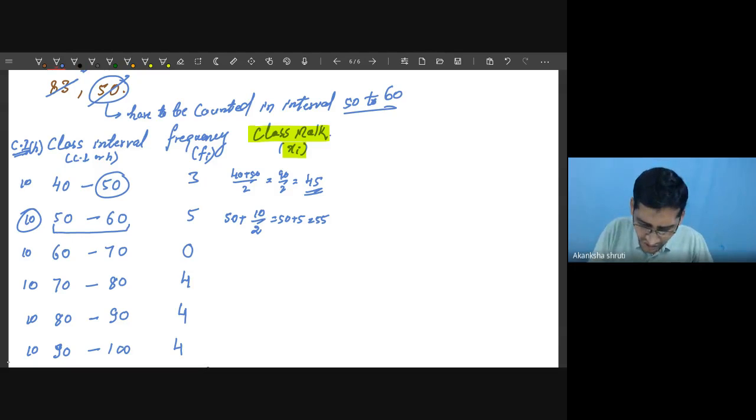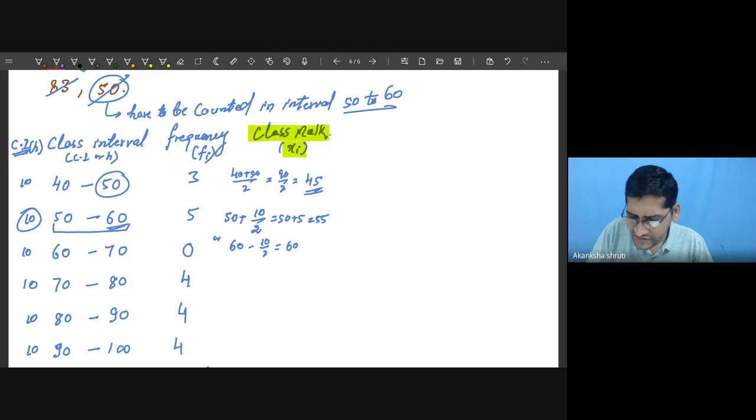Or you may take the upper limit as 60. Then you have to subtract 10 by 2. 60 minus 5, still you are getting 55. So there are three ways of calculating this class mark. Whichever method you use, you will get the same result. So it is the other way of calculation. So it was for this one.